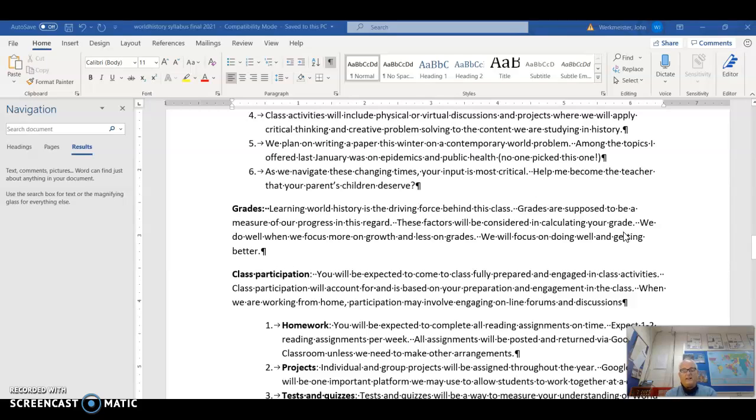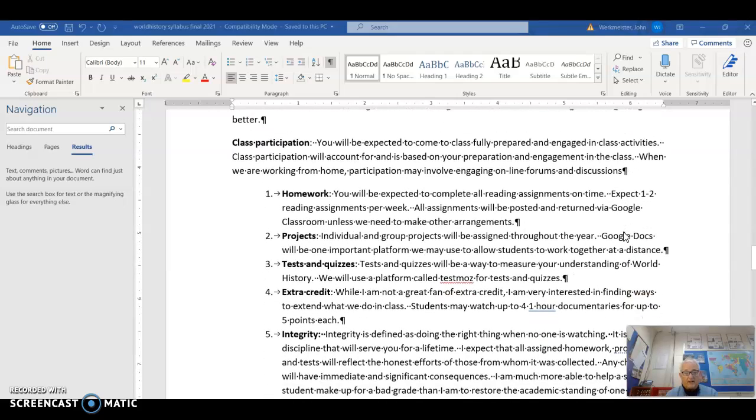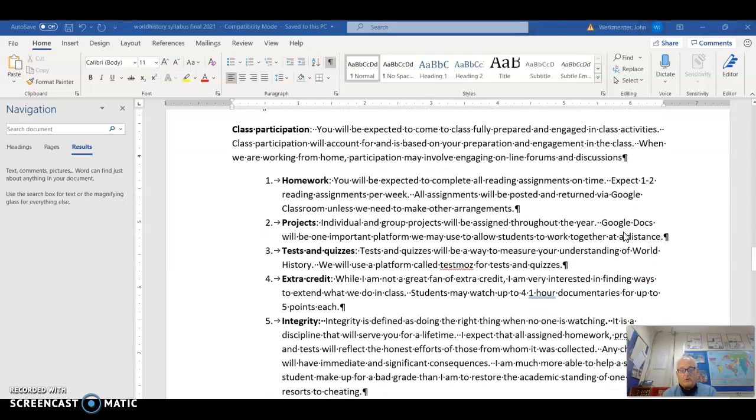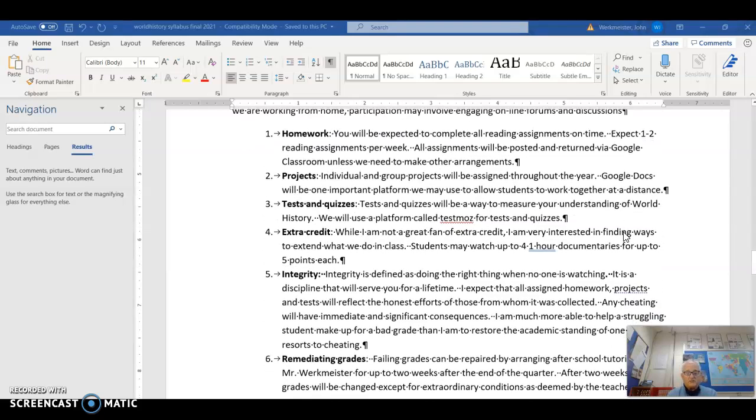Grades. Learning history is more important, obviously, but the grades will measure our progress. And I'll be looking at class participation, projects, tests, and quizzes, which will be done online. I'm not a fan of extra credit, but we'll offer some types of extra credit, and we'll figure out how that could operate. But one of the key issues is integrity.